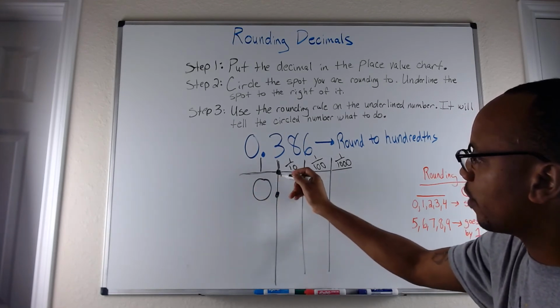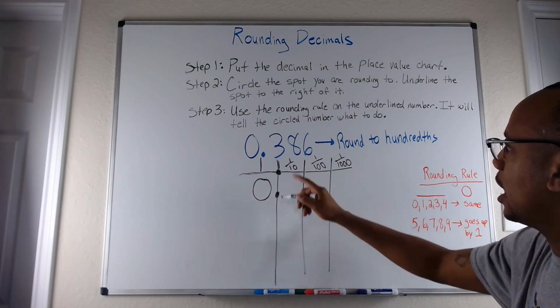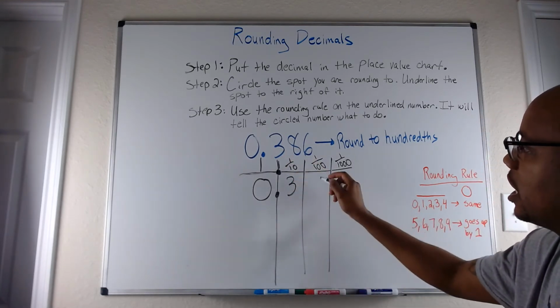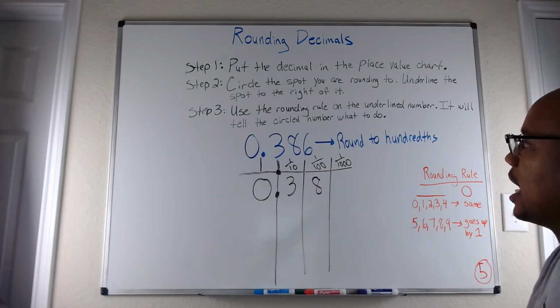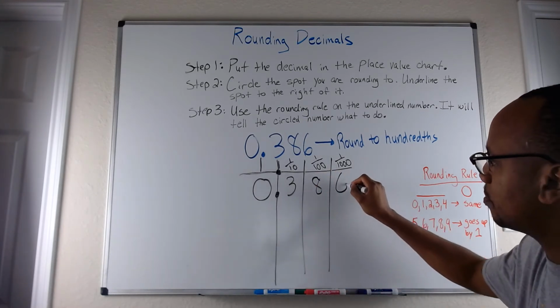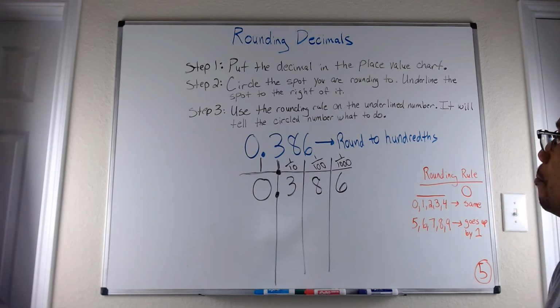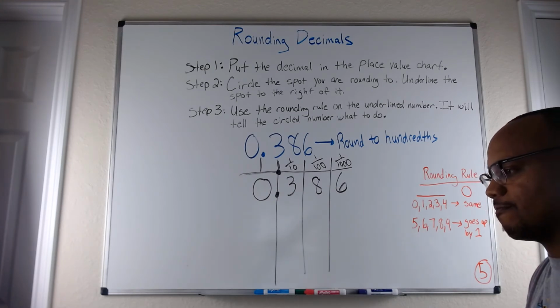Line the decimal point right up under. The 3 is in the 10th spot. The 8 is in the 100th spot. And the 6 is in the 1000th spot. All right? That's step 1. You successfully put the decimal in the place value chart.